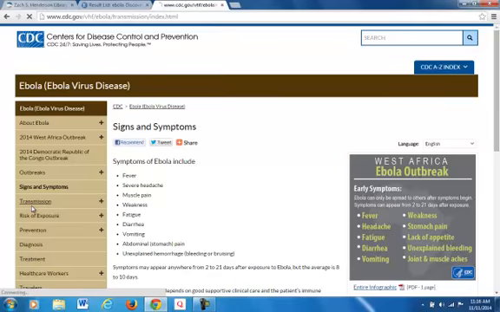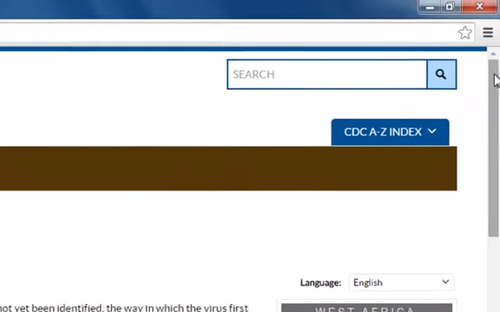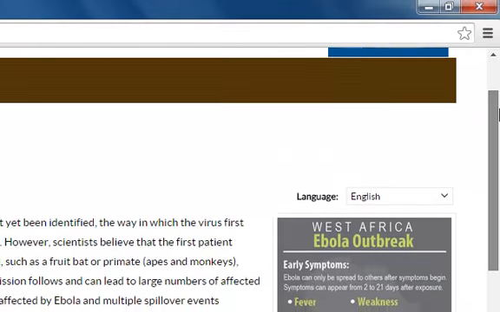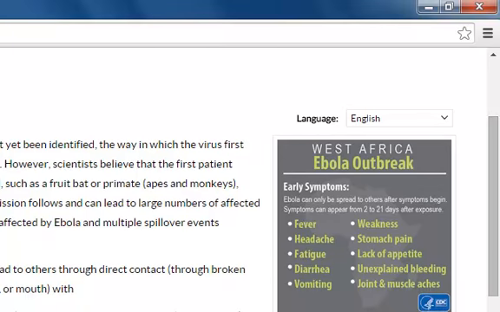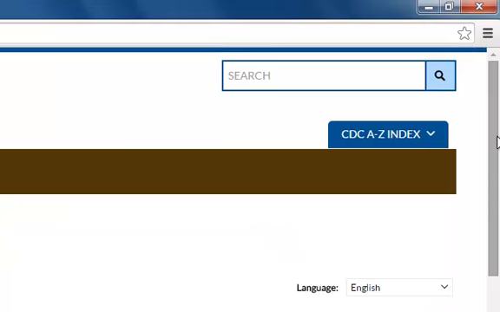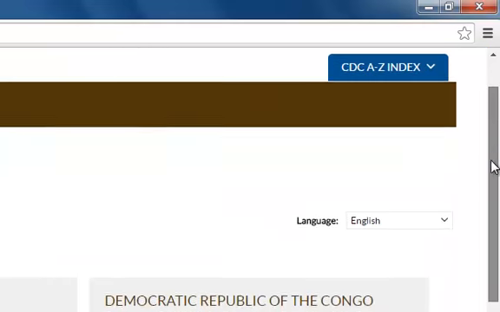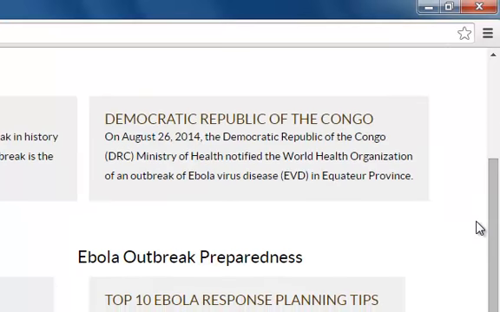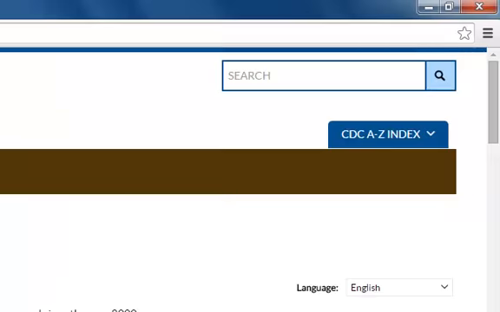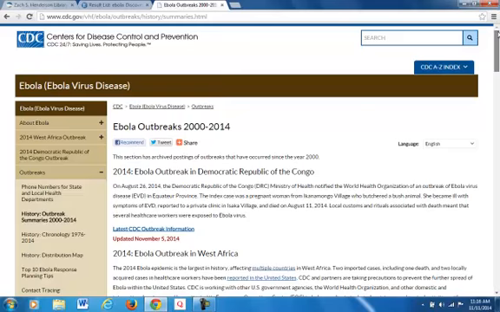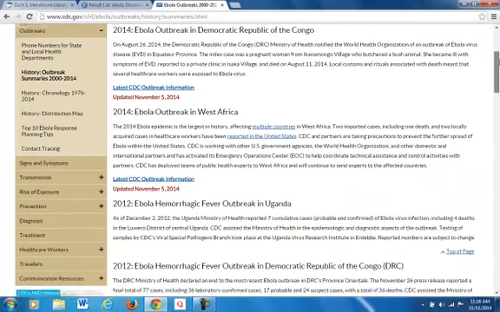Okay, now I'm looking at the transmission page just to add some more general information. Okay, and now I'm looking at the history of Ebola outbreaks just to get some background on the virus.